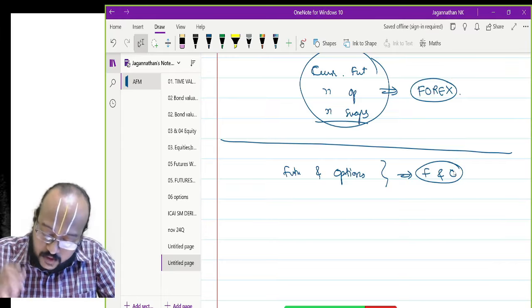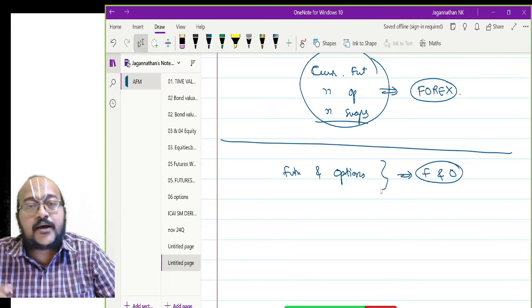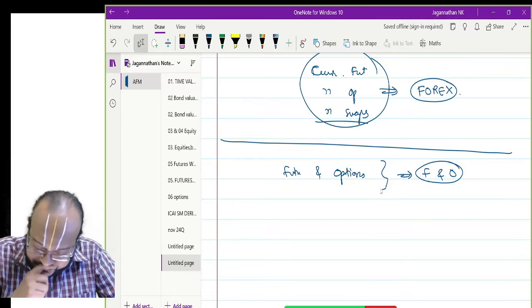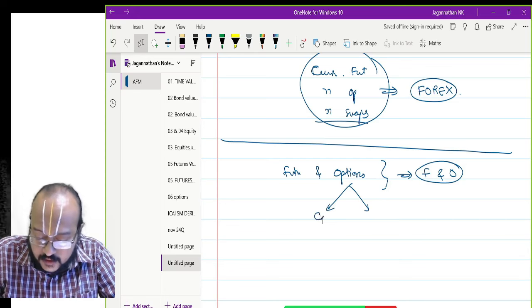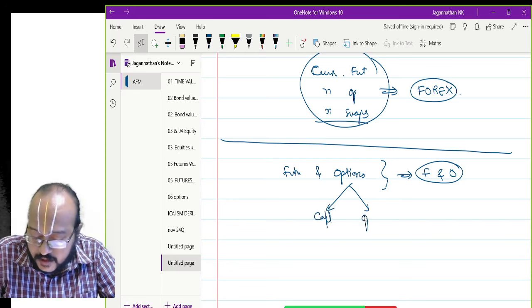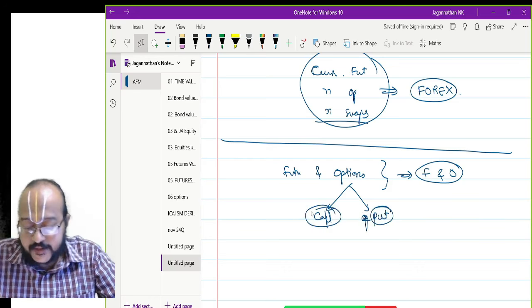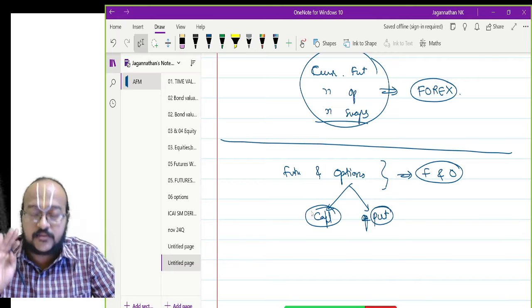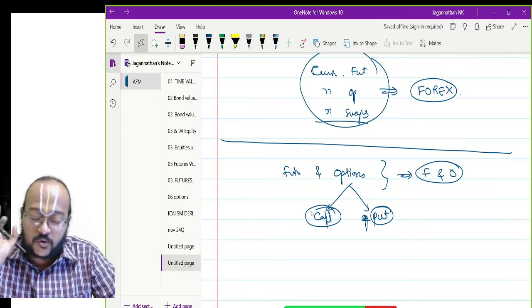Now what I wanted to communicate is that futures and options are collectively called F&O derivatives. Correct? Now we are discussing options. There are two types of options, call option and put option. I will discuss in detail. I have a separate slide for discussing. Don't worry. There are two options available. One is call option, then there is put option.